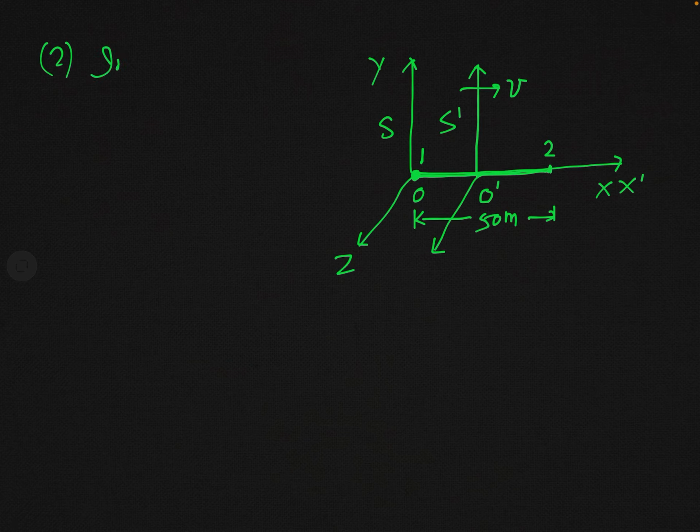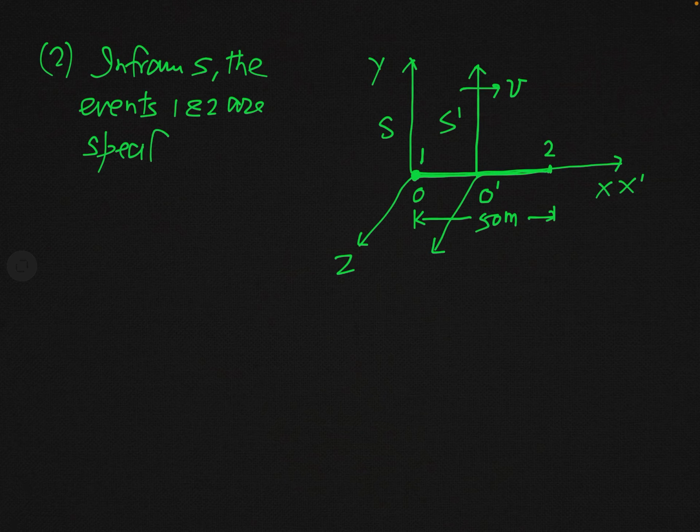So in frame S, the events 1 and 2 are specified as follows. How will these two events be specified in frame S?